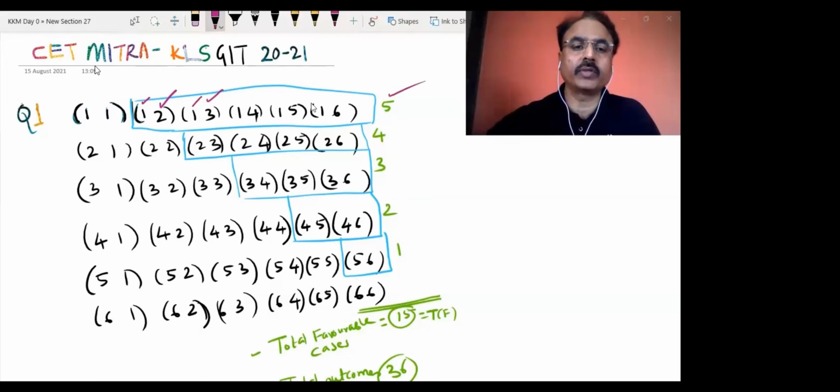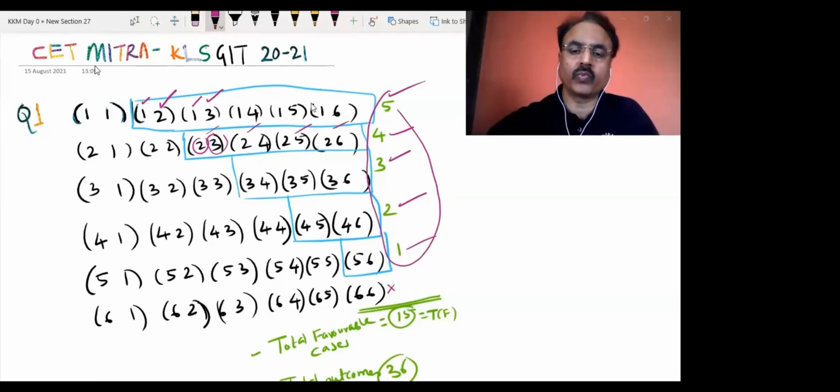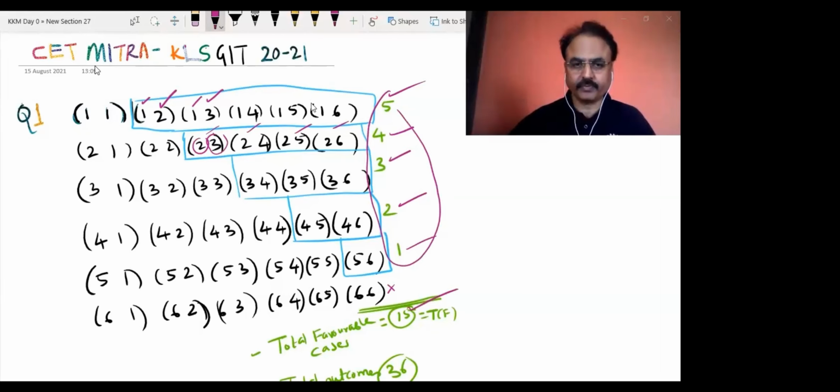In the first row there are 5 possibilities. Second row, 1 2 3 4, the second value is more than the first, like that. Here 4 possibilities, here 3, here 2, here 1, here no possibilities. So you have to add up all these possibilities: 5 plus 4 plus 3 plus 2 plus 1 amounts to 15. In the second throw, that value should be more than the first throw: (2,1), (3,1), (4,1), (5,1), (6,1), like that. So total number of possibilities is 36. Favorable are 15. Then what is the probability?